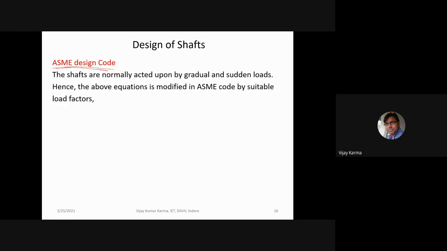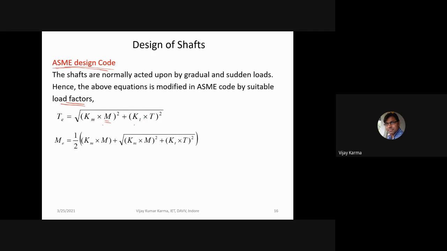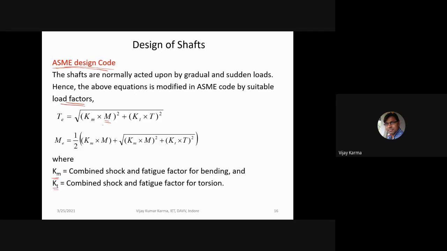by suitable load factors. That is, T E in this case becomes square root of Km into M square plus Kt into T square. Here M is replaced by Km into M and T is replaced by Kt into T. In the other equation, M E is 1 by 2 times Km into M plus square root of Km into M square plus Kt into T square, where Km represents the combined shock and fatigue factor for bending, and Kt represents the combined shock and fatigue factor for torsion.